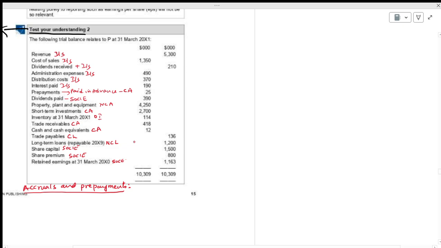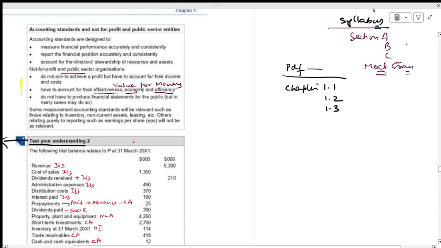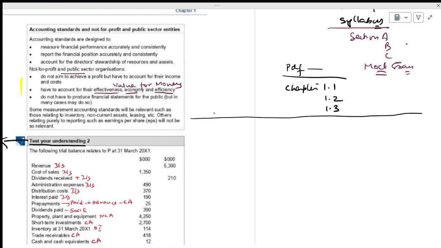Is it fine? Point number A. We don't have that many calculations here. Only we have things. We don't have workings at all.